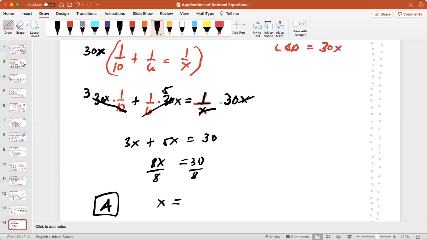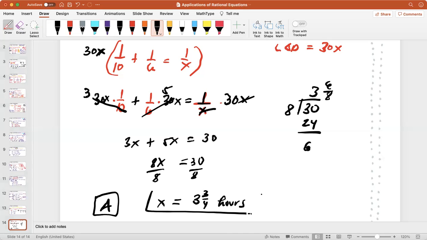You cannot divide 30 by 8, but you can make a mixed number, right? So what's 30 over 8? You have 3, 24. 30 minus 24, you have 6. So that will be 3 and 6 over 8. But what's 6 over 8? 3/4. You can divide both 6 and 8 by 2. So this one will be 3 and 3/4 hours. All right, so 3 and 3/4 hours.